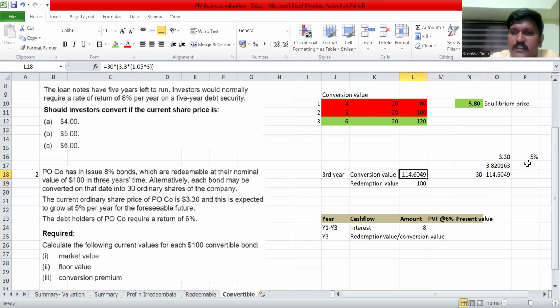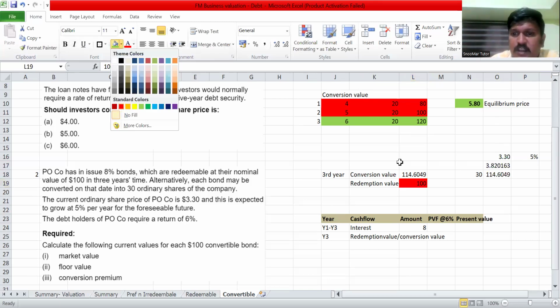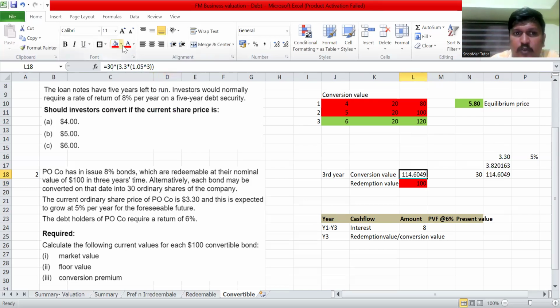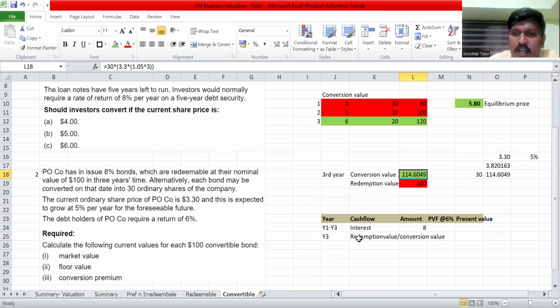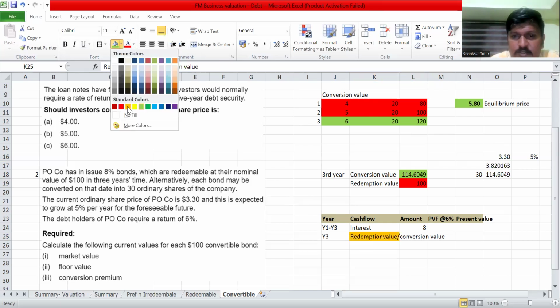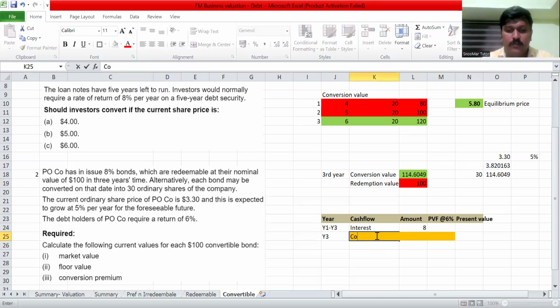While considering these two figures, if I redeem, it only gives a value of 100, so I am not considering redemption. Since conversion is giving you a higher value, I am considering conversion. So the first thing to look at when calculating a market value is whether I need to use redemption or conversion value in this column. In this case, since the conversion value is higher, we'll be considering the conversion value over here.